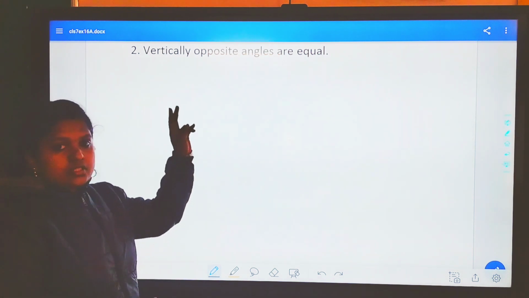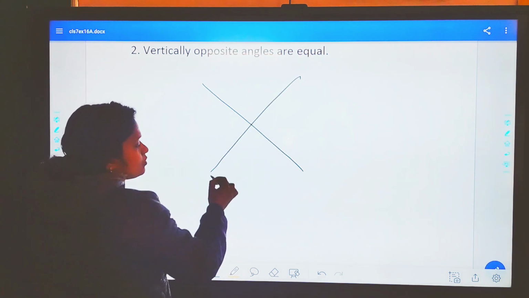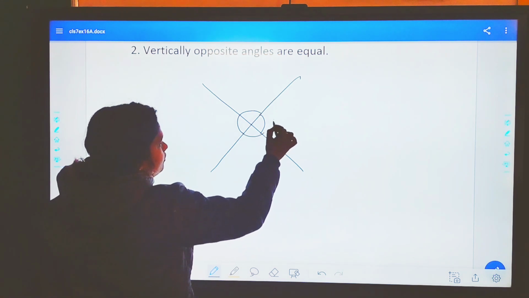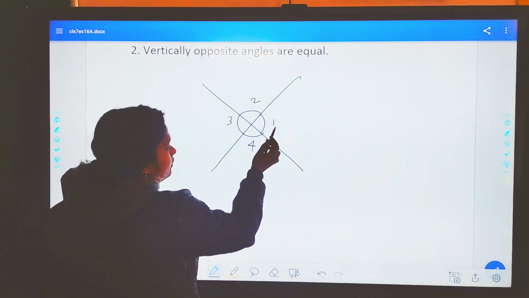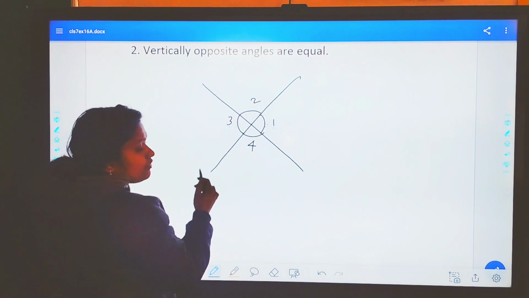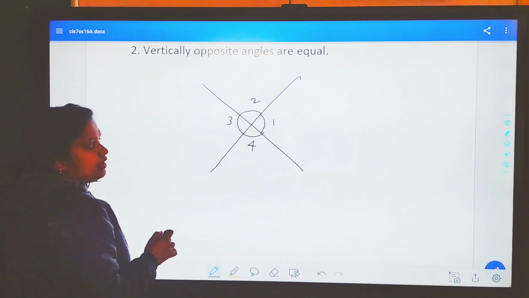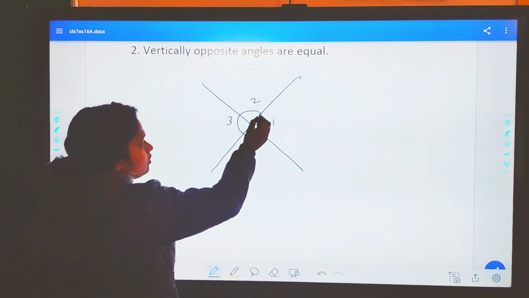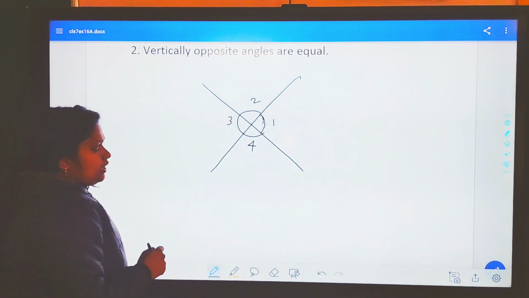Now we are going to discuss the second property: vertically opposite angles are equal. These two straight lines intersect, and we get four angles: first, second, third and fourth. We have already discussed that the first and third are opposite angles, called vertically opposite angles, and 2 and 4 are vertically opposite angles. If two straight lines intersect at one point and there are 4 angles, then vertically opposite angles are equal. How does this work?